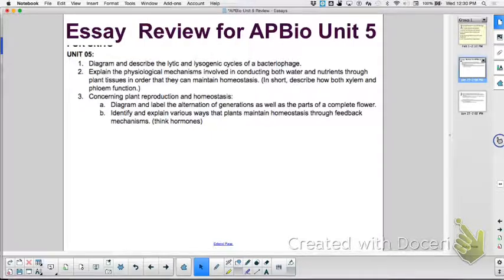Any questions on 2? Let 2 go? Okay, number 3. Concerning plant reproduction and homeostasis. Diagram and label the alternation of generations as well as the parts of a complete flower.